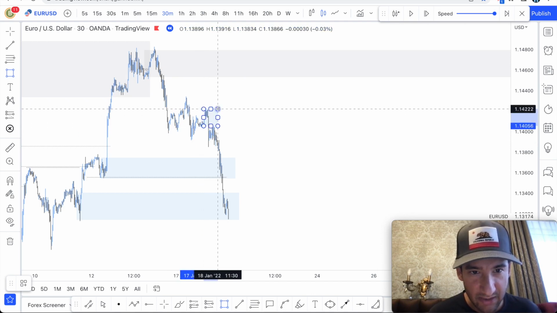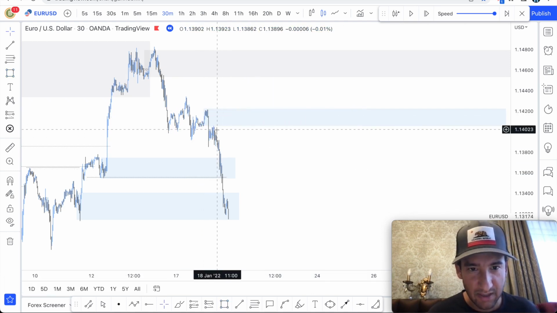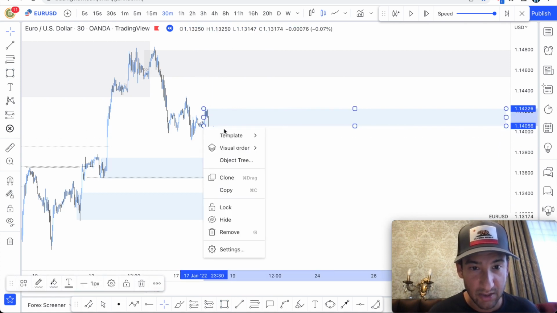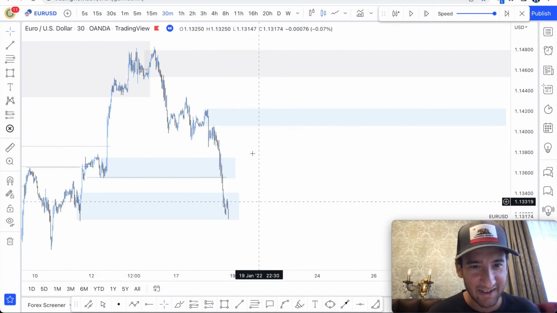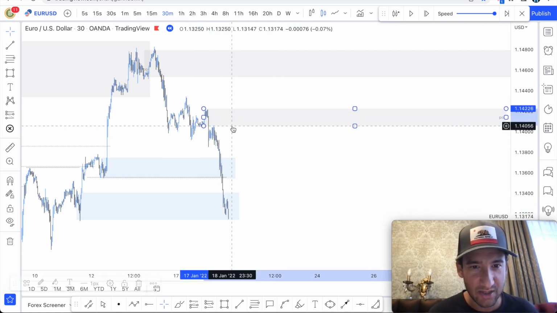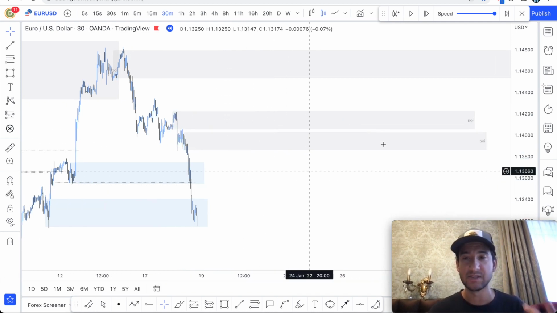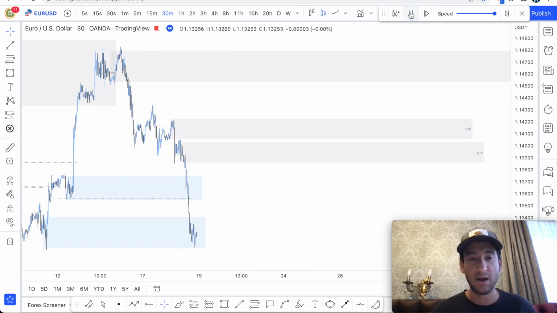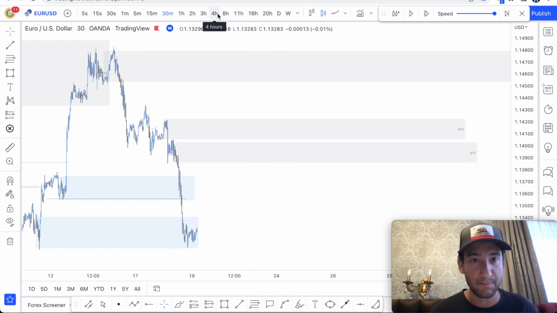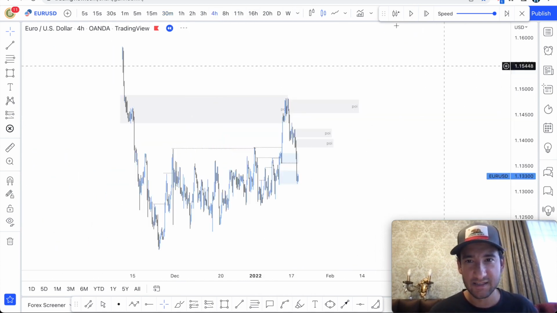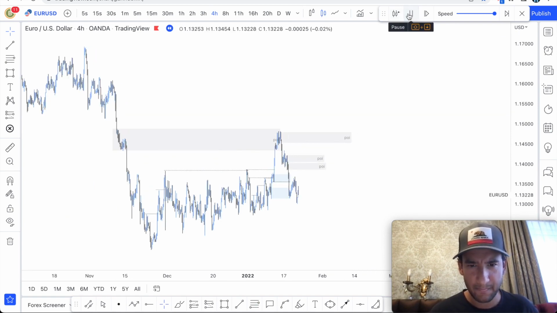We can also see this area that wasn't mitigated, so this could be an inducement to the market. Inducement to the supply zone. All right, we can also count this in as well, just in case, because sometimes inducements are tagged and they actually go. Let's play this on and see what happens here.